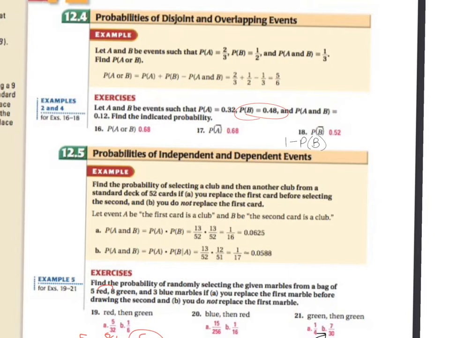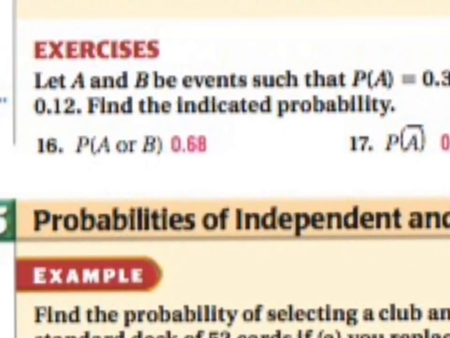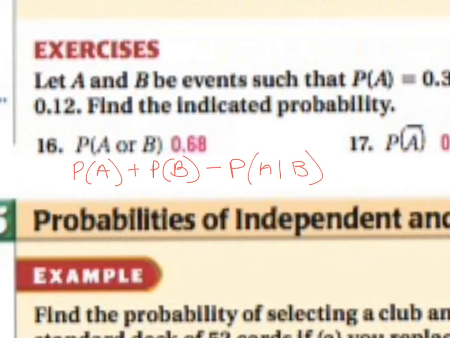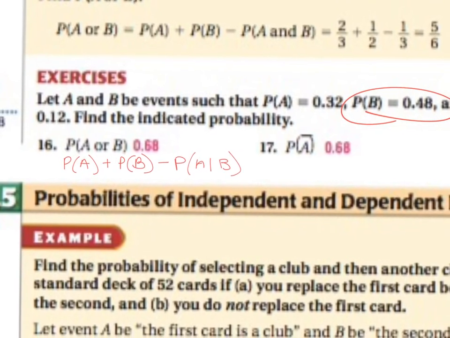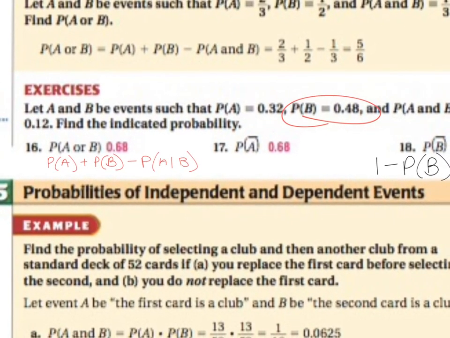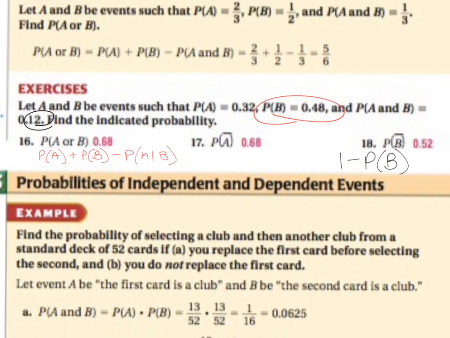Camilla. What's the equation for 16 and 17? What's the equation? So the OR is the probability of A plus the probability of B. And if there's an overlap, minus the probability of A and B. And that you know because it says that there's a probability that A and B overlap. If A and B didn't overlap, the probability of A and B would be 0.